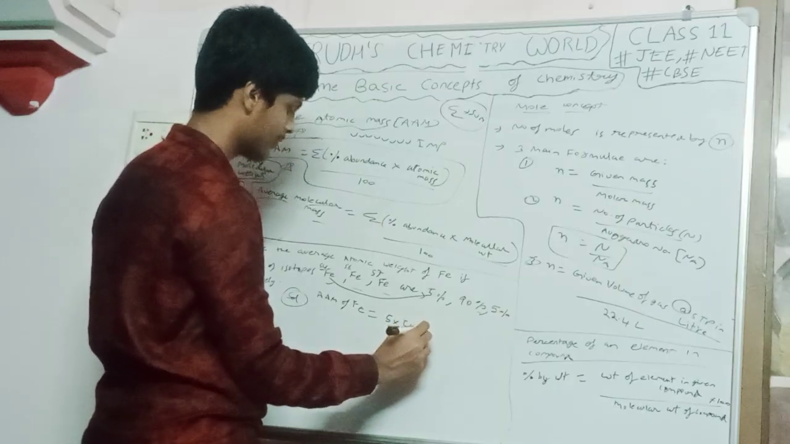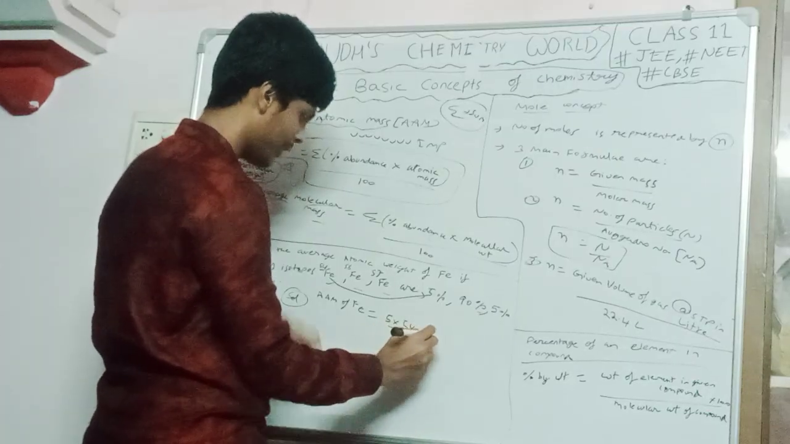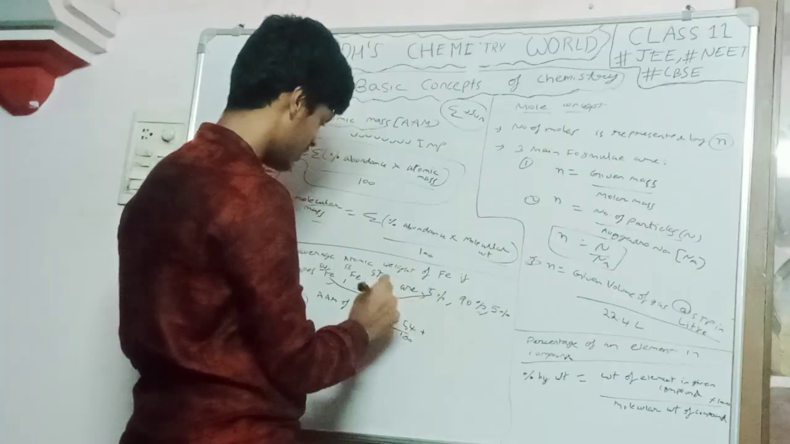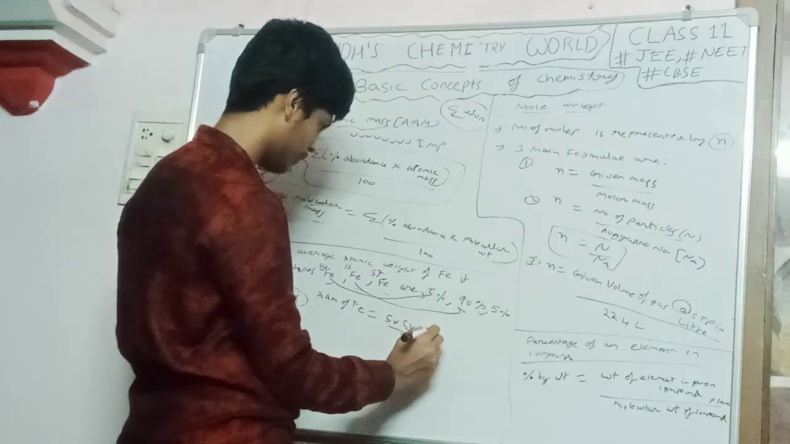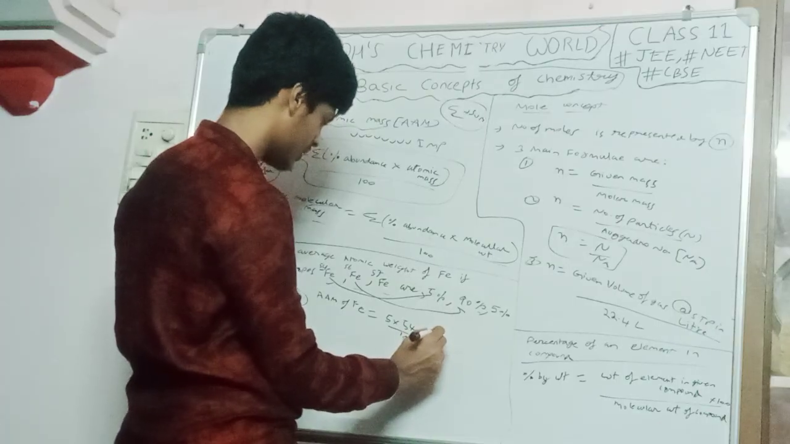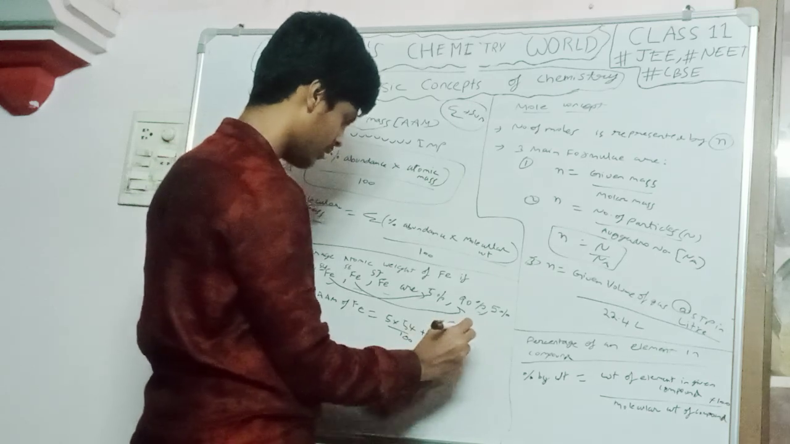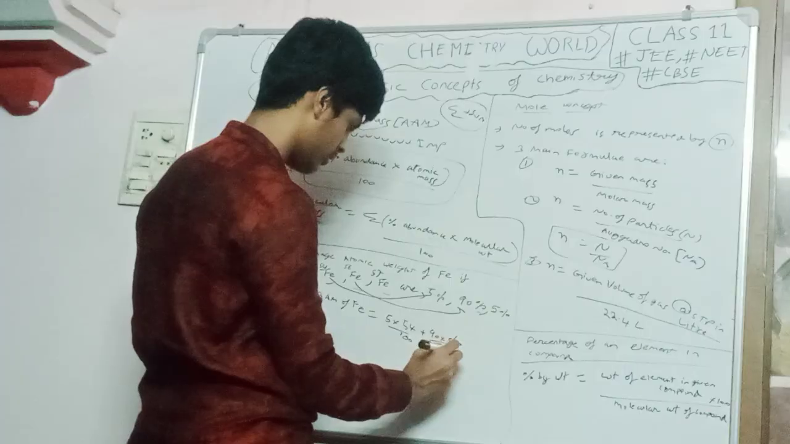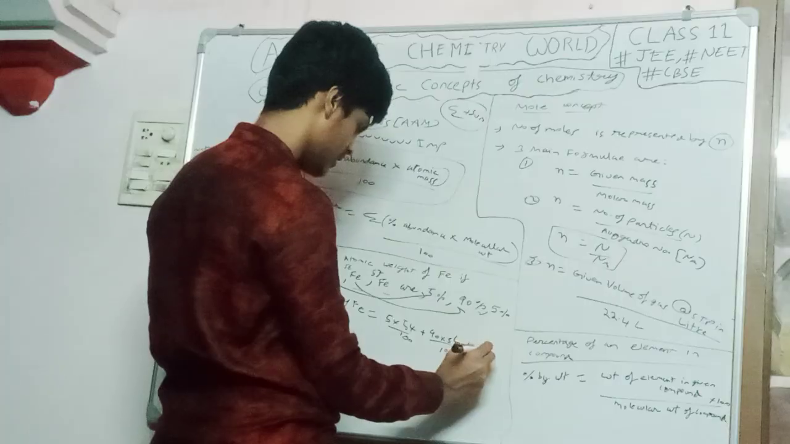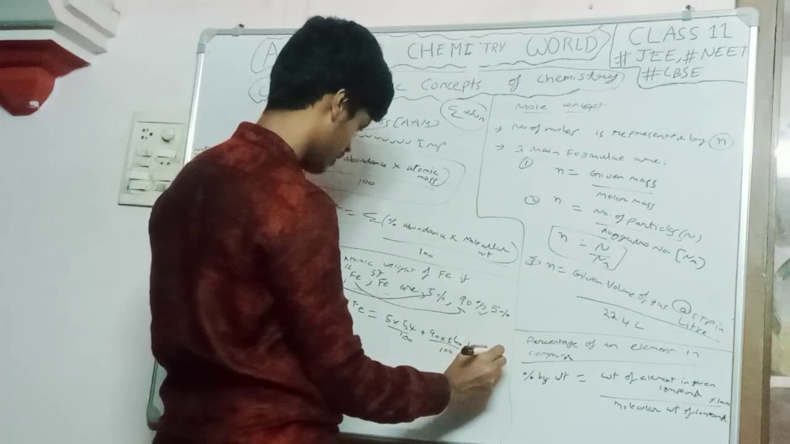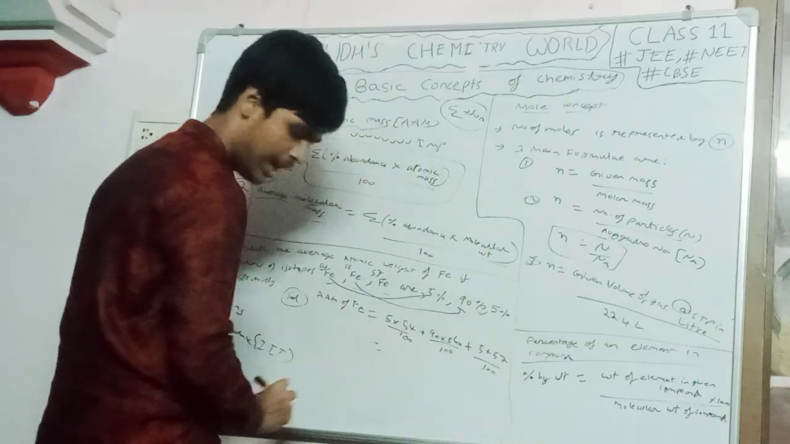Plus again the percentage abundance of this one, iron 56, percentage abundance into atomic mass 56, by 100, plus percentage abundance into atomic mass 57, by 100. Do this, I will do this.